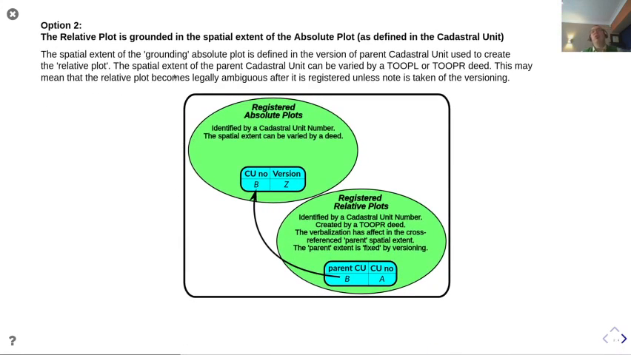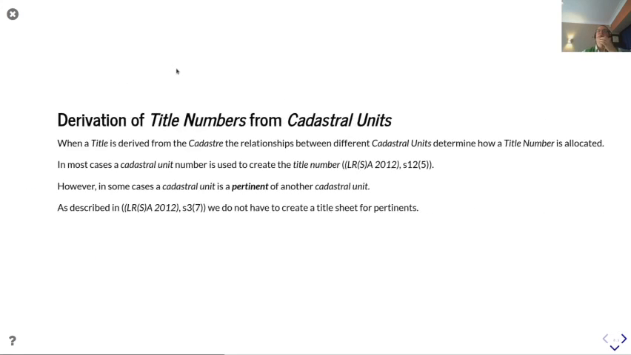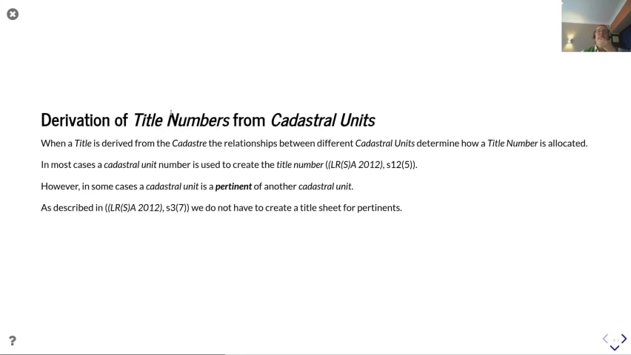Or you can ground it against the spatial extent of the absolute plot, and that is defined in that parent cadastral unit relationship. So this might bring in that legal ambiguity if there is a change to your absolute plot in the future. So how do you derive title numbers from cadastral units?